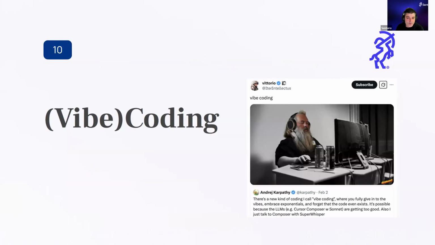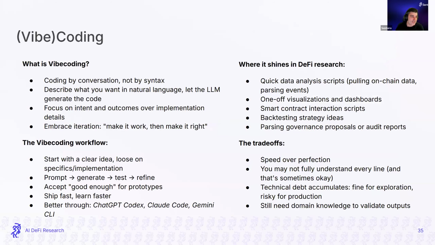So the last point is on vibe coding, which has been extremely popular. We could say that it's a different way of coding, right? It's coding in a way where we might not need to touch or edit much of the code. It's just going through a conversation where we have very well defined the output that we want, and we will let the LLM generate the code and render it if needed. So here the main focus should be on the intent and the outcome that we want to see.